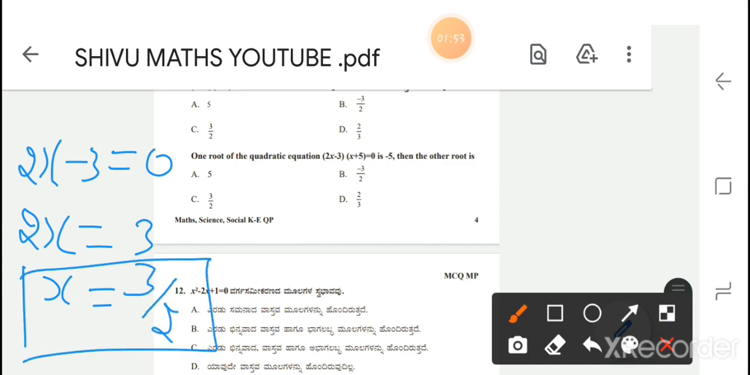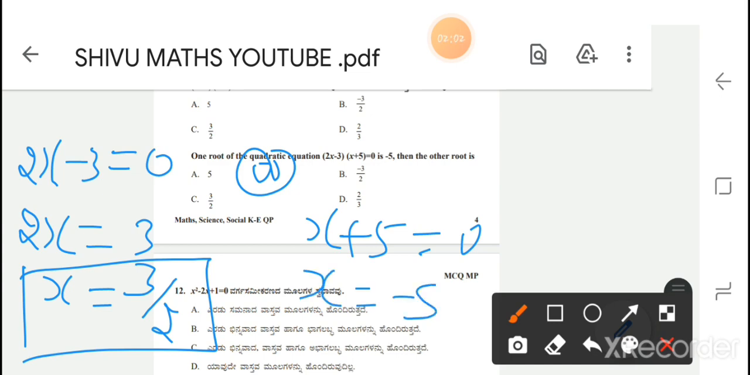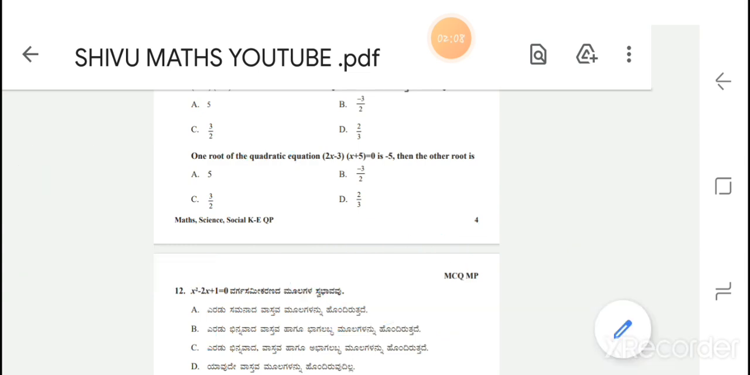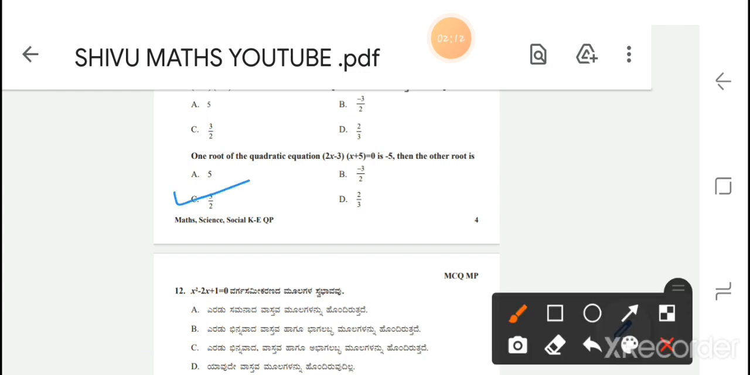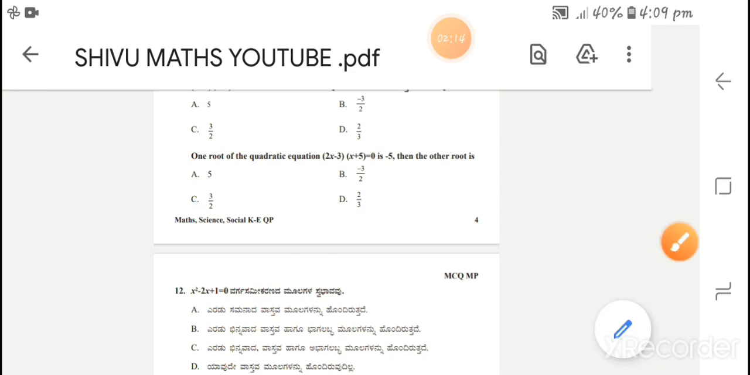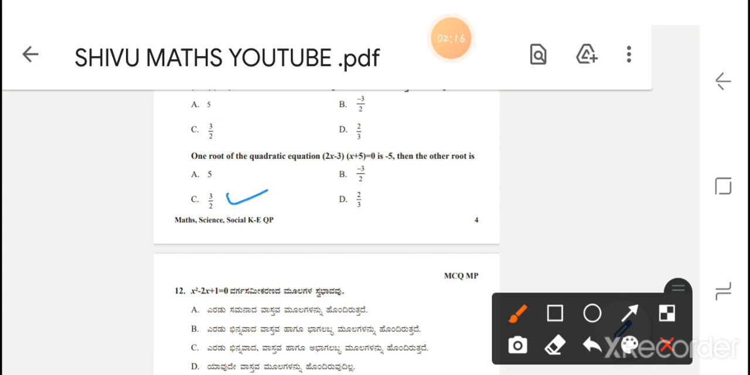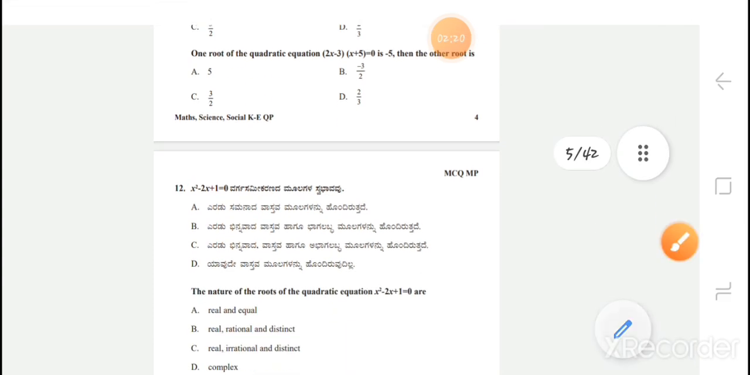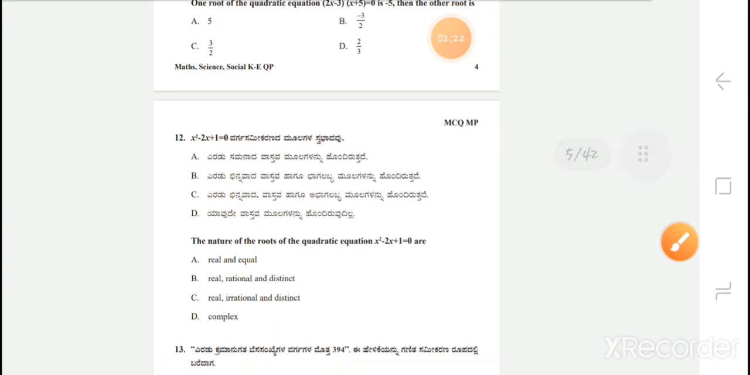One root is given that x plus 5 is equal to 0 also. So x is equal to minus 5. Minus 5 is the one root. Then the other root is 3 by 2. x is equal to 3 by 2, here option C is the right answer. Got it? Okay. So next we will pass on to the 12th question.